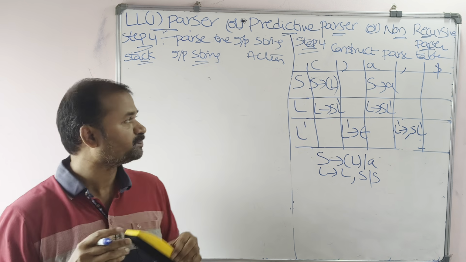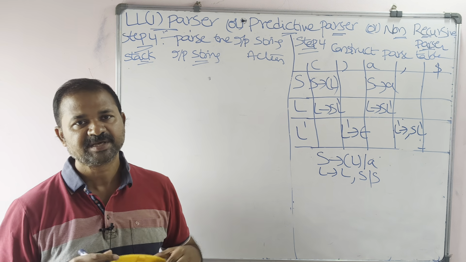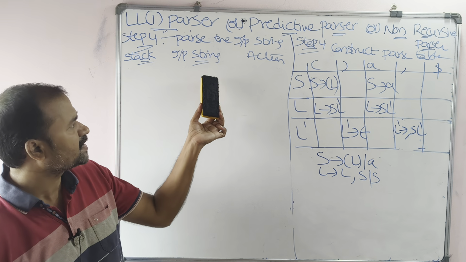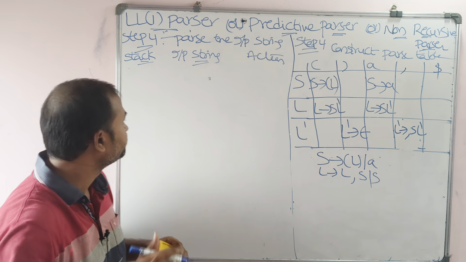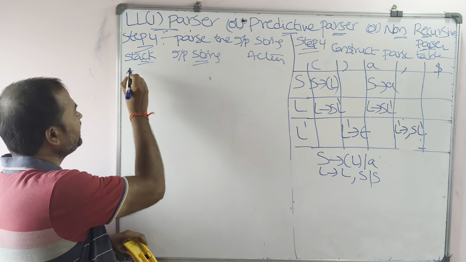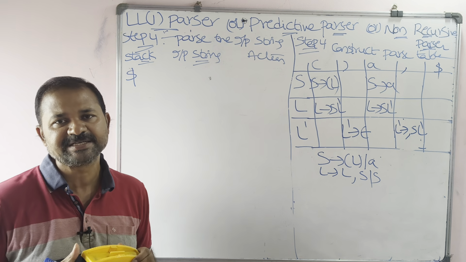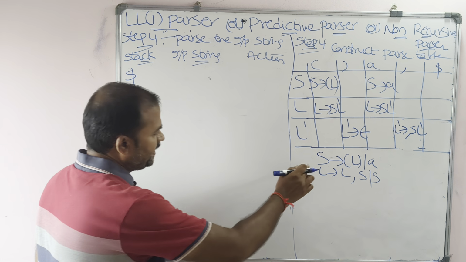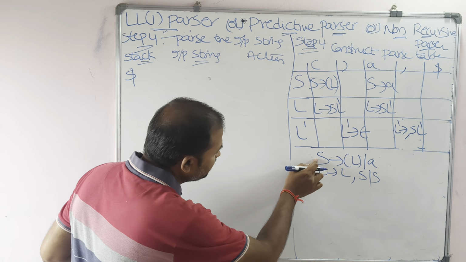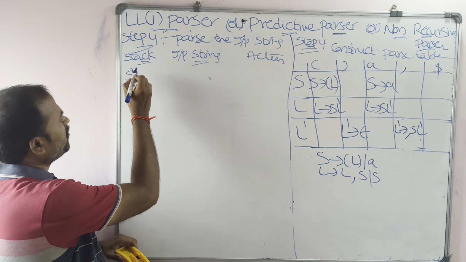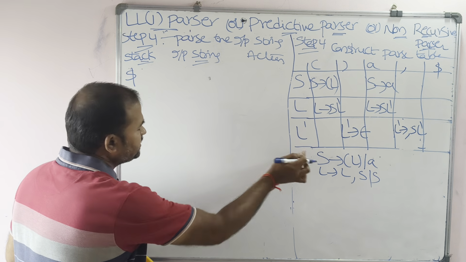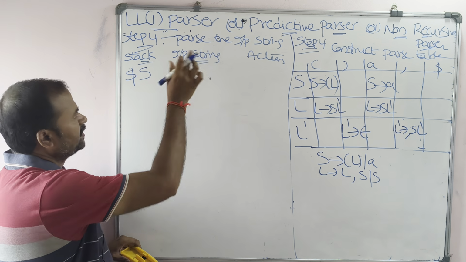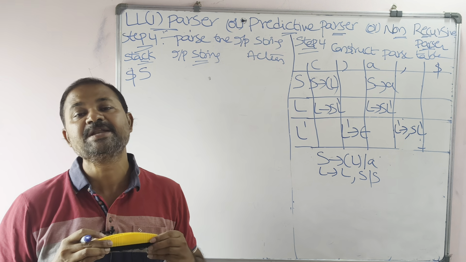Next, step 4. Parse the input string. Here we have three columns: stack, input string, action. Initially the stack will contain dollar. Dollar represents the end, the bottom of the stack. Next, we have to push the starting symbol onto the top of the stack. So what is the starting symbol? Yes. Next we have to consider the input string.